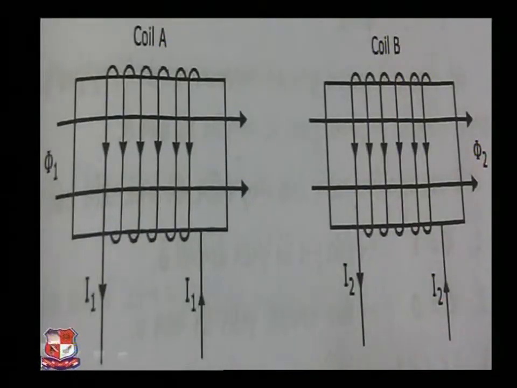See the figure where the first one is coil A, the flux is phi1, coil B, the flux is phi2, the current passing through coil A is I1 and the current passing through coil B is I2. So now, according to that figure, we go through the further process and find out the mutual inductance between the two coils, coil A and coil B.